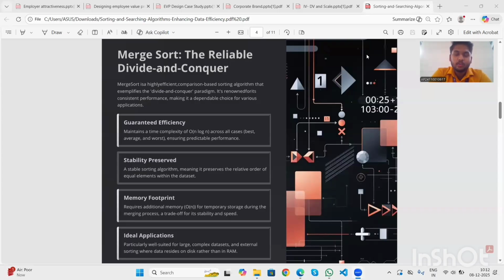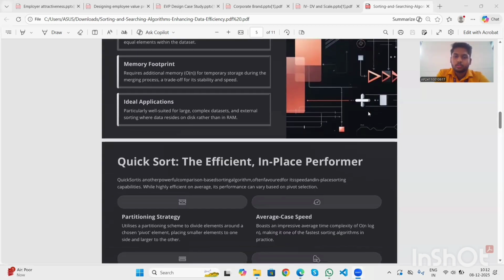Merge sort is especially good for sorting very large and complex datasets, and it works well when the data is stored on disk rather than in RAM. Because of this, it is often used for external sorting tasks. Now let's move on to quicksort.